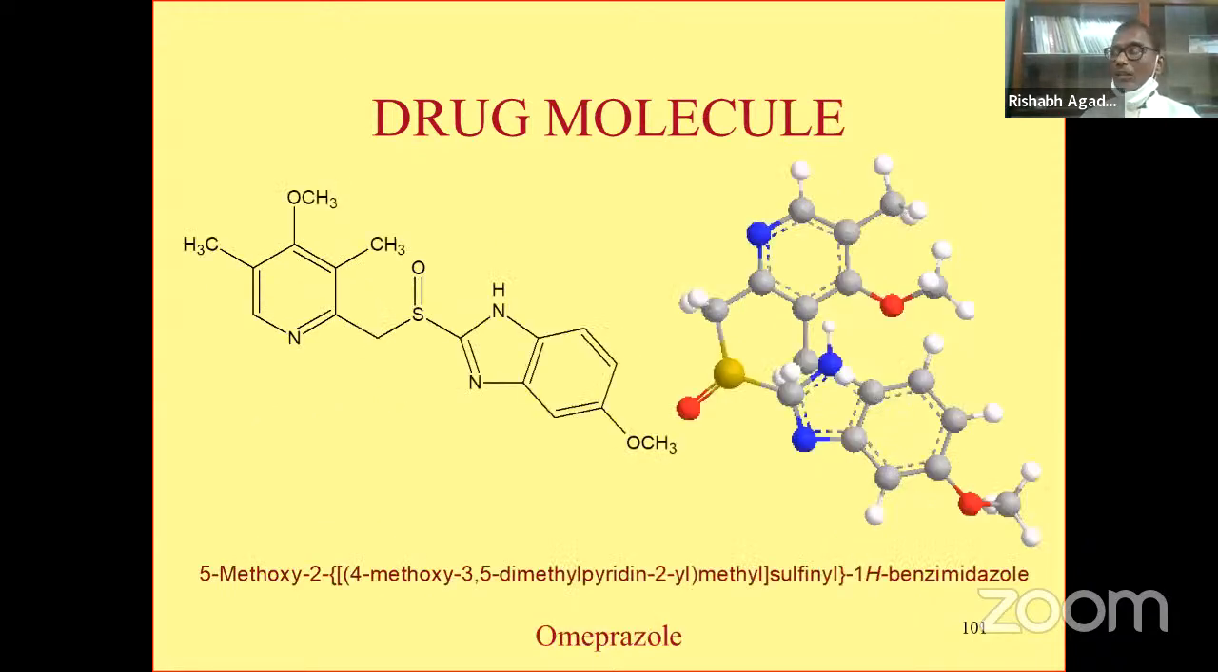Now another drug molecule that is commonly used for antacid purposes, or as an H2 receptor antagonist, is nothing but your omeprazole. It has a complex structure, having the benzimidazole moiety, and a methoxy-dimethylpyridine with methyl sulfenyl group. Omeprazole is present in Omee or Omez, which contains this omeprazole. So again, the stereochemistry will be regulated in your stability testing.